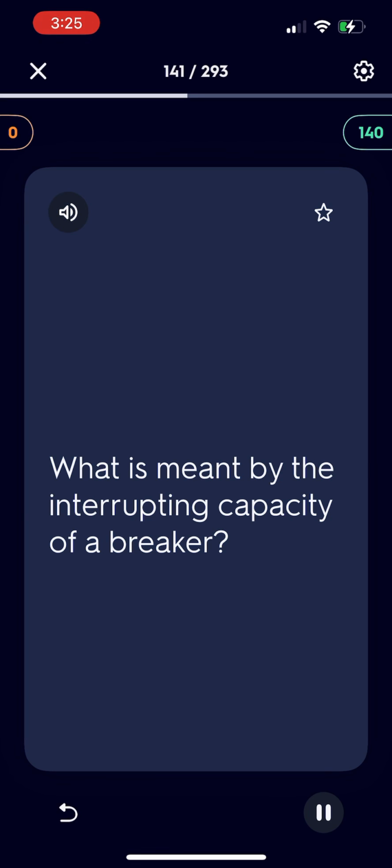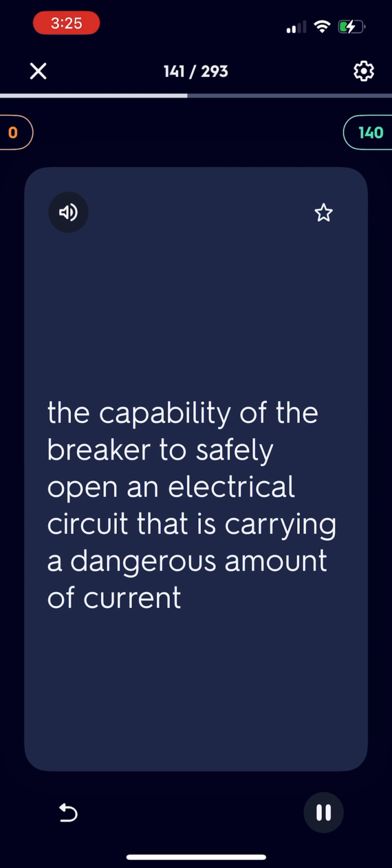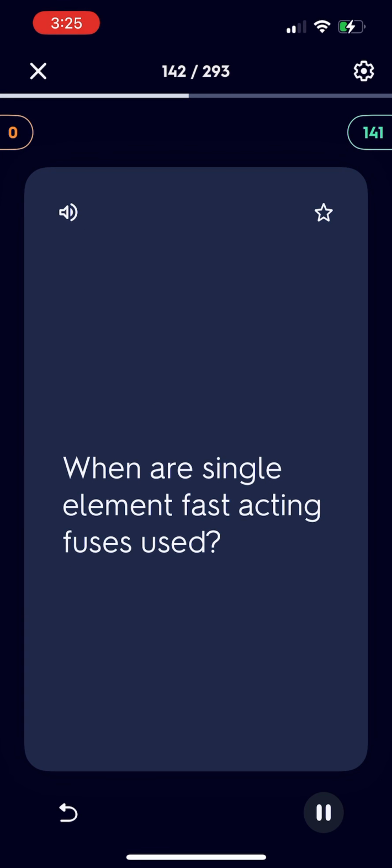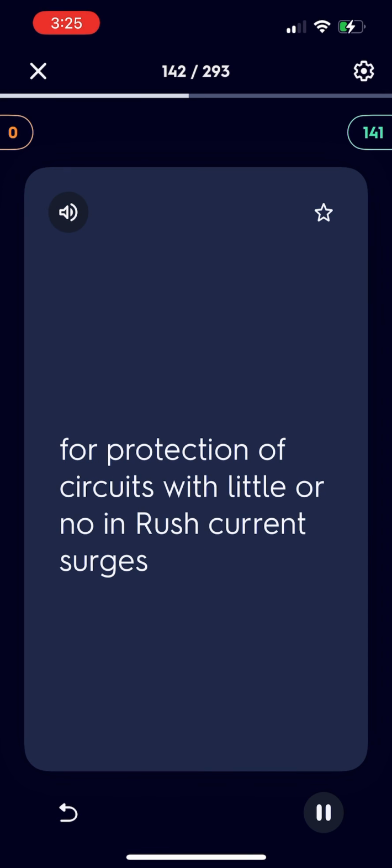What is meant by the interrupting capacity of a breaker? The capability of the breaker to safely open an electrical circuit that is carrying a dangerous amount of current. When are single-element fast-acting fuses used? For protection of circuits with little or no inrush current surges.